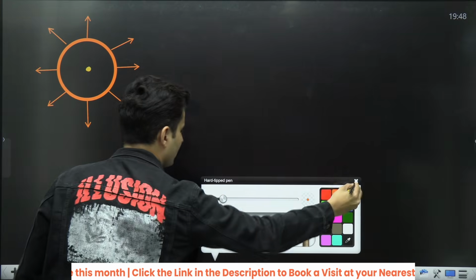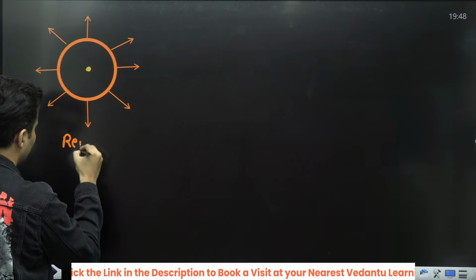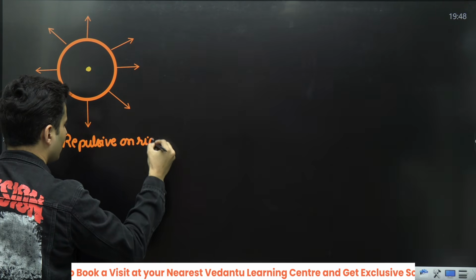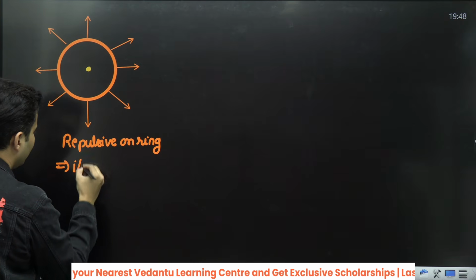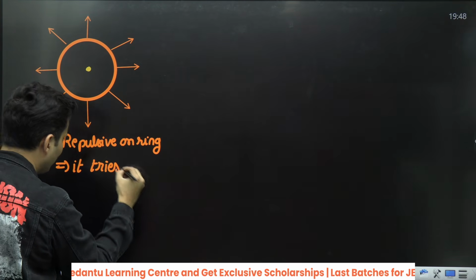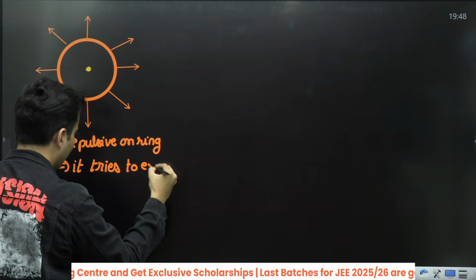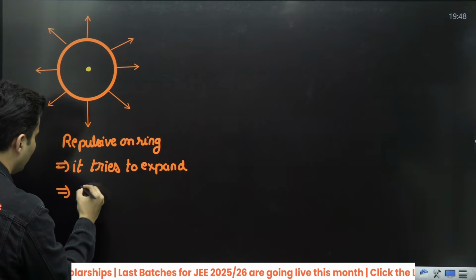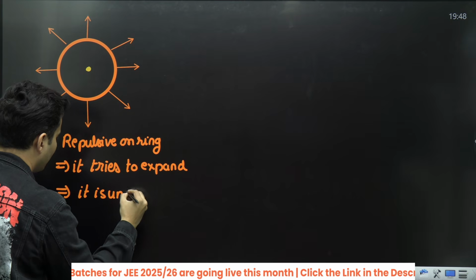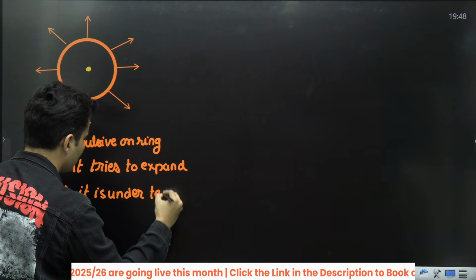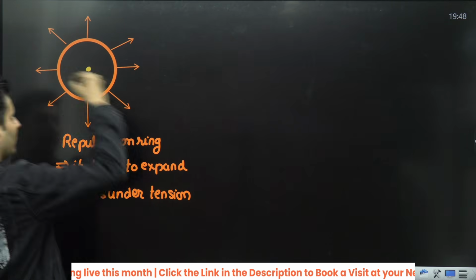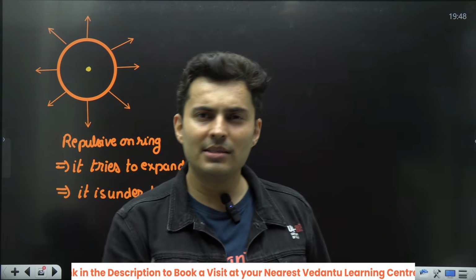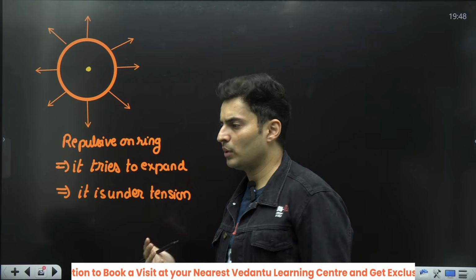Now, because of this repulsive force on the ring, what will happen? It tries, I am not saying it will, it tries to expand, but it can't. We have to neglect the deformation. Hence, it is under tension. Now, I can't draw the free body diagram of the entire ring because then the net force on it will be 0 and there is nothing great I can do about it.